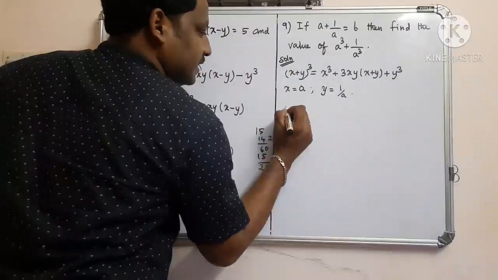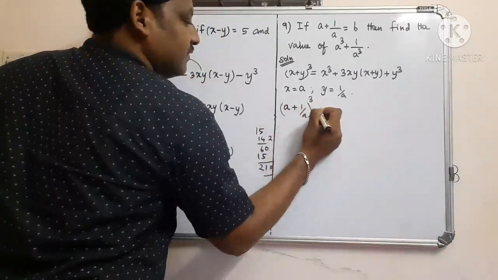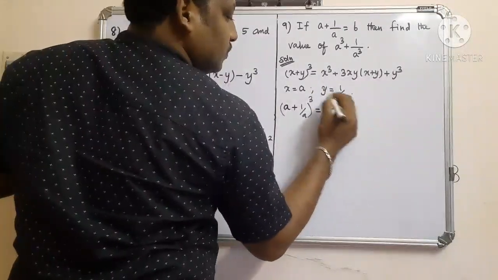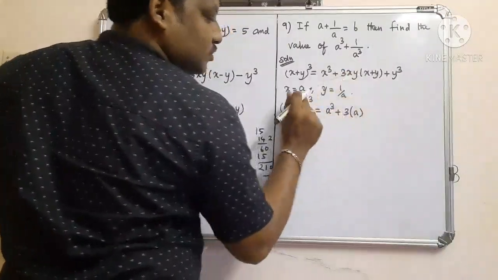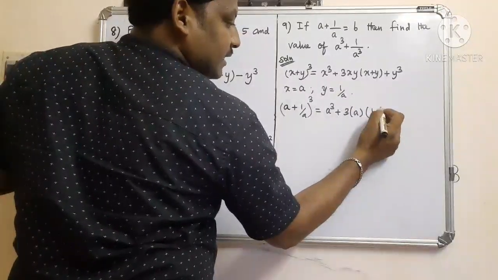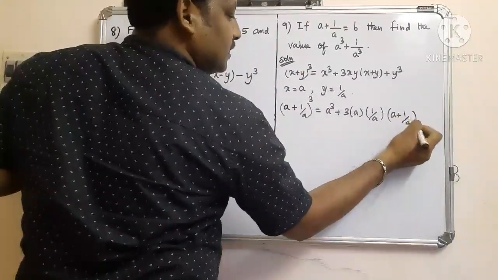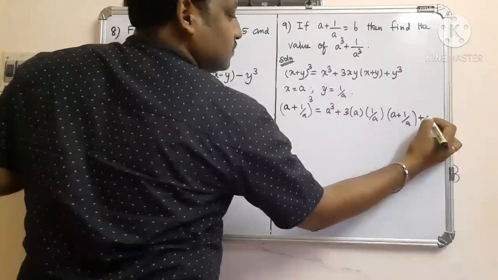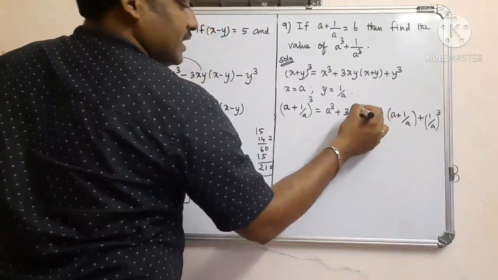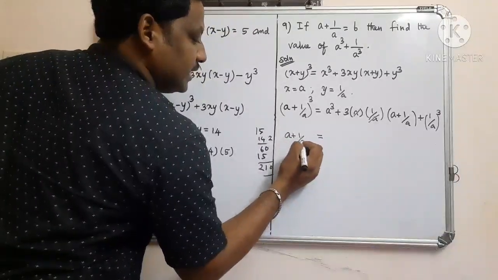So substitute in this formula: a plus 1 by a the whole cube, which is equal to x cube, that is a cube, plus 3 into a. Instead of x, you should substitute a. Instead of y, you should substitute the value 1 by a, into x plus y value, that is a plus 1 by a, plus y cube, that is 1 by a the whole cube.